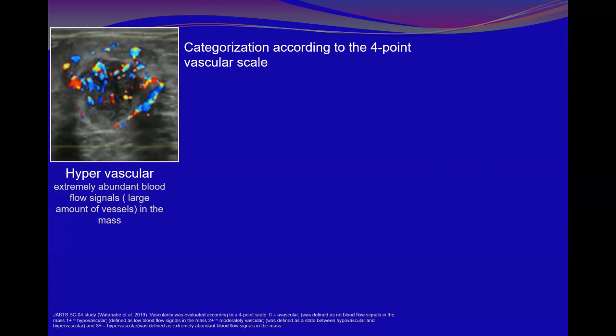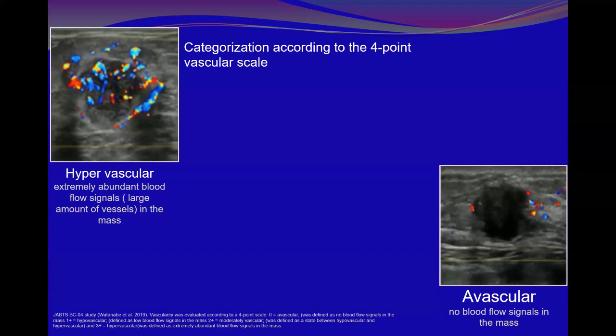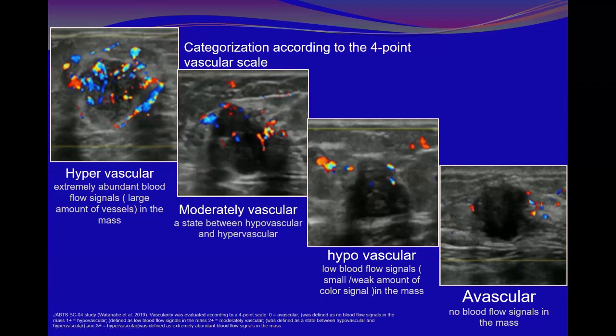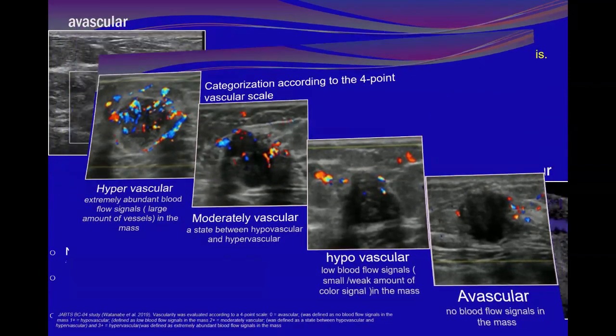Okay, so categorization according to the 4-point vascular scale, we have hypervascularity. If we look here, we have extremely abundant vascular flow signals within the color box, or in relation to the lesion, either surrounding or intra-lesion. Or in such examples, we have an avascular mass. Again, we can see vessels in the adjacent tissue, but there are no vessels seen within the mass. Consider it as avascular. Hypovascular, we can see some small or weak vessels related to the mass. Here we can see this is rim, and the moderate will be in between the hypervascular and the hypovascular.